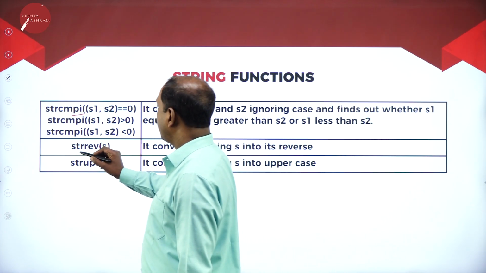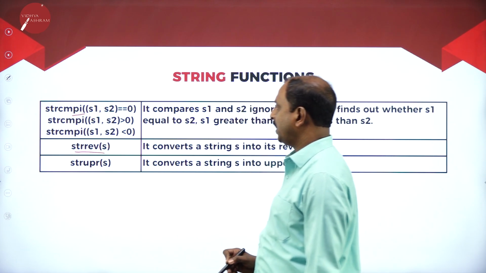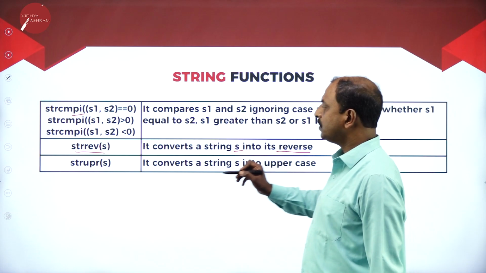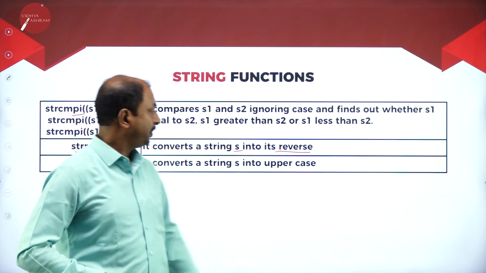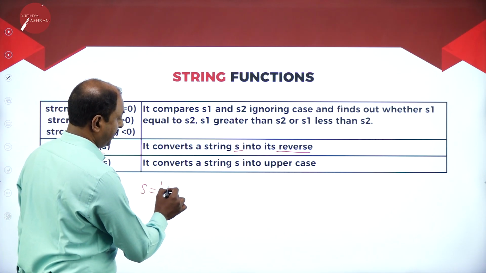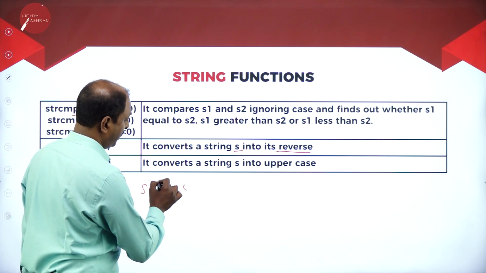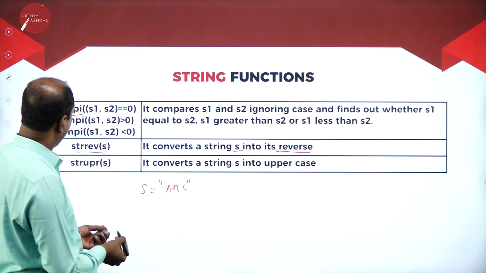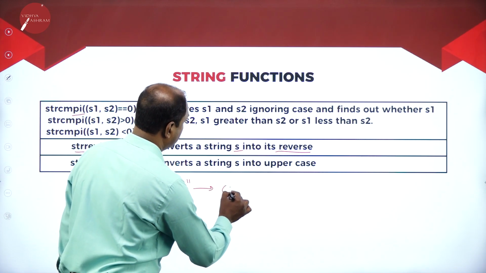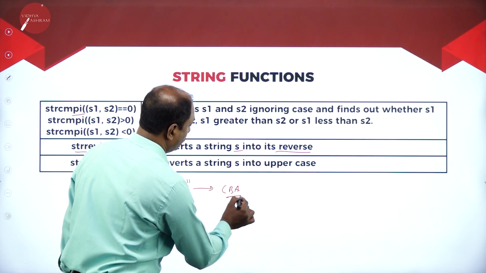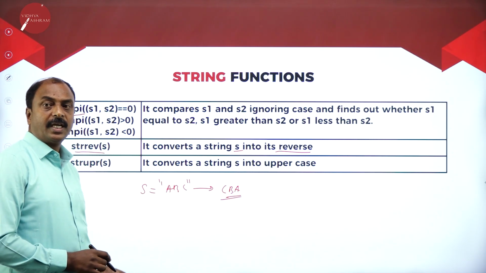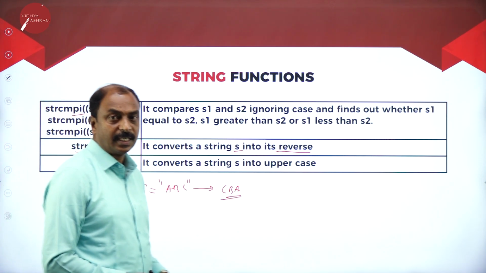Next one is string reverse, strrev. It converts a string S into its reverse. Suppose the string S is equal to ABC. If I use string reverse, it results in CBA. So, this is the library function string reverse. It reverses the given string S.